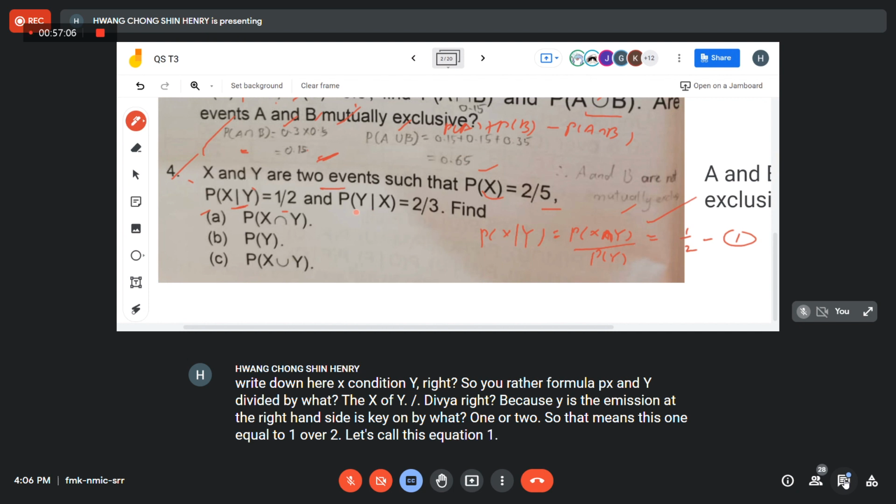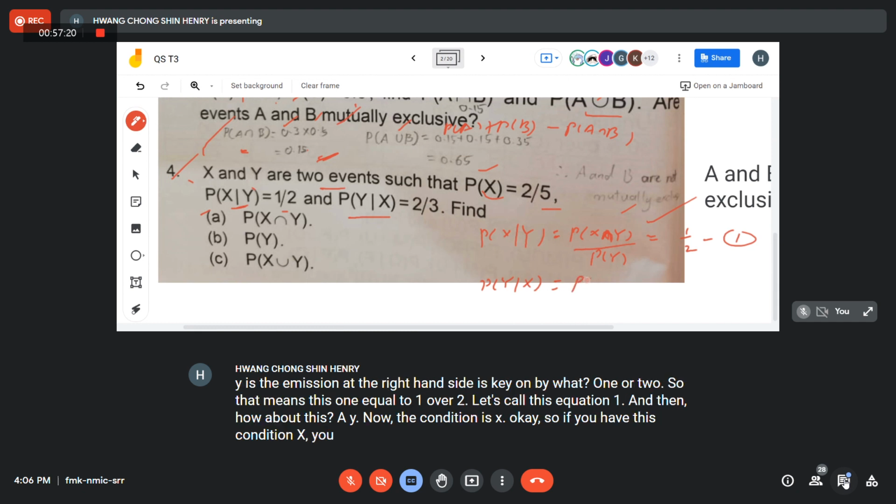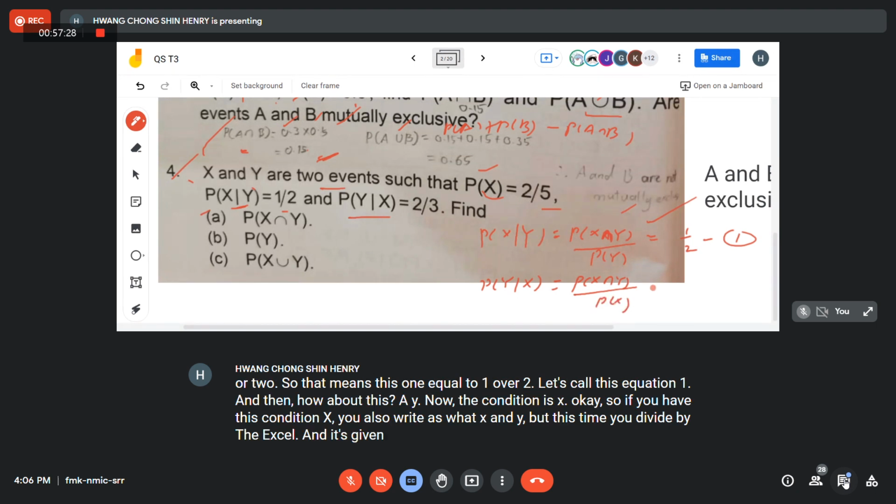And then how about this? P(y), now the condition is x. So if you have this condition x, you also write as what? P(x and y), but this time you divide by P(x), and it's given by 2 over 3. Let's call this equation 2.